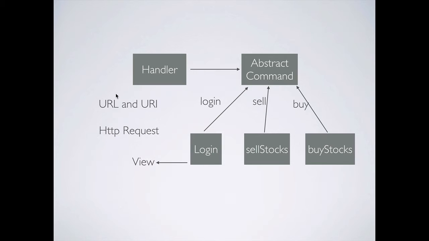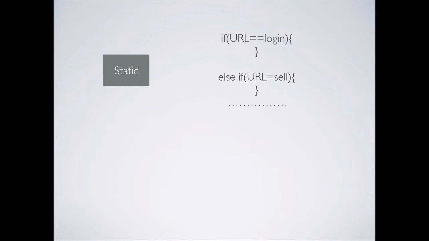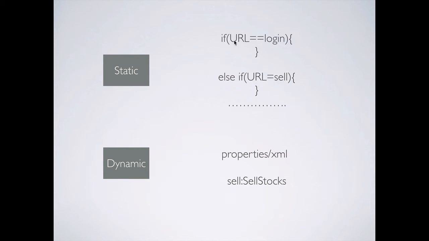The mapping of this URL or URI to a particular command class can be done statically or dynamically. That is, we can have a lot of if-else blocks. If the URL is this, call the particular command and so on. Or we can put a mapping file, mapping different URLs to different classes inside a property file or an XML file, making our job a lot easier.